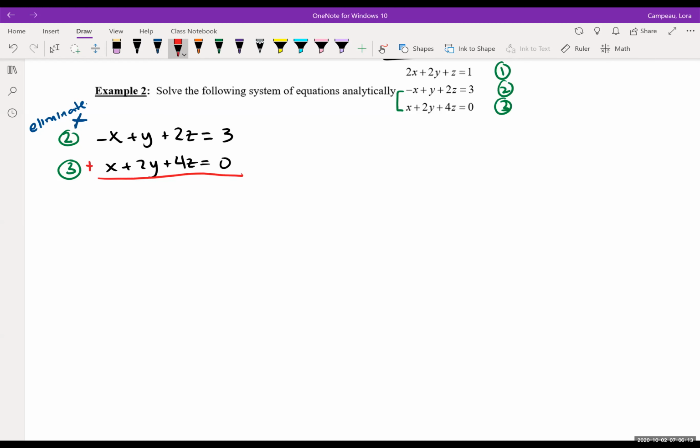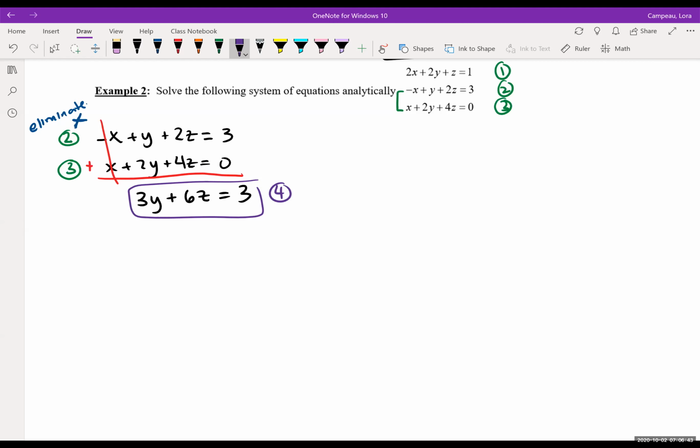So you'll notice right away when you add them vertically, the X is neutralized. So we have 1y plus 2y, which is 3y. 2z plus 4z is 6z, and 3 plus 0 is 3. So this is going to leave us with a 4th equation. And we're going to save this for a second. We're going to save this off to the side.